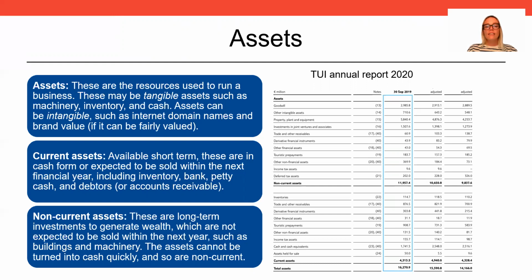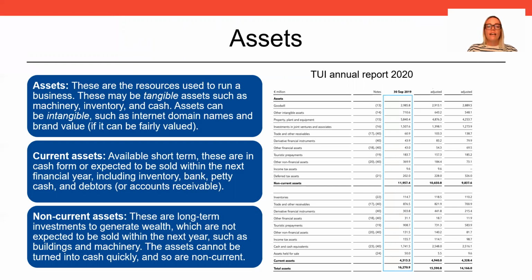You might also have current assets, which are the ones that are available in the short term. So things that are easily accessible, either in cash form or expected to be sold within the next financial year, so not locked up in long-term investments. So it might include inventory, bank, petty cash, or debtors, so accounts receivable, money that you're waiting to get in from clients or customers.